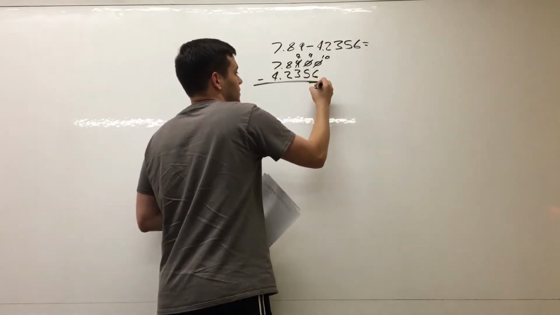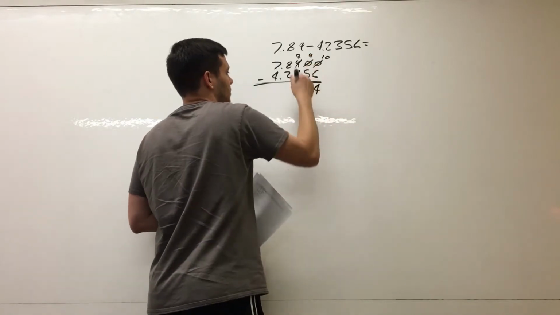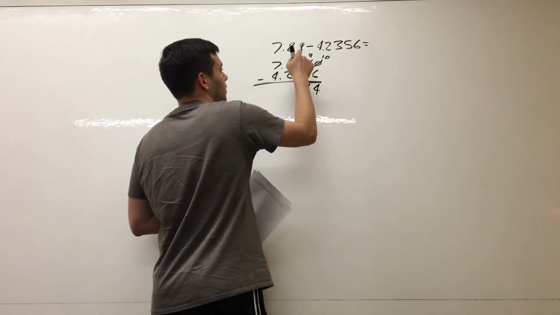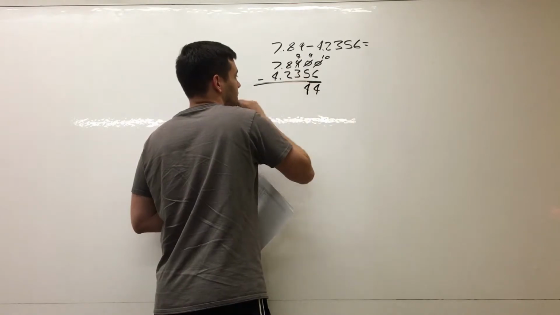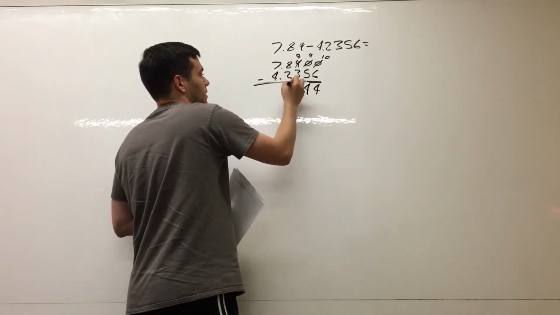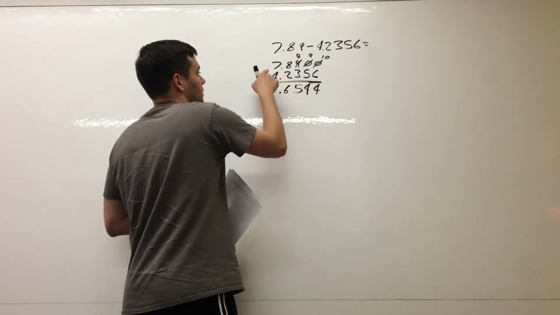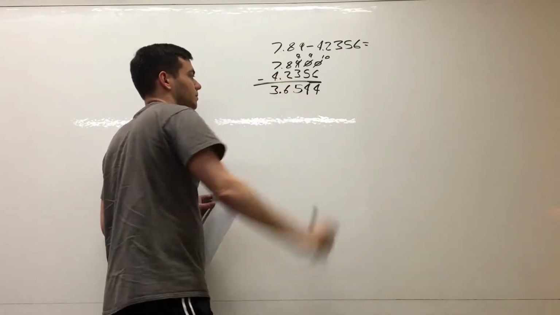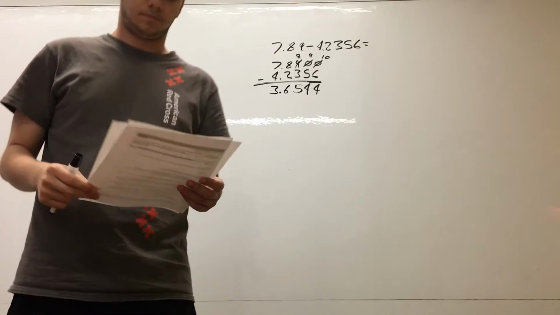So 10 minus 6, that's 4. 9 minus 5, that's 4. 8 minus 3 is 5. 8 minus 2 is 6. Drop your decimal point. 7 minus 4 is 3. So that's your final answer.